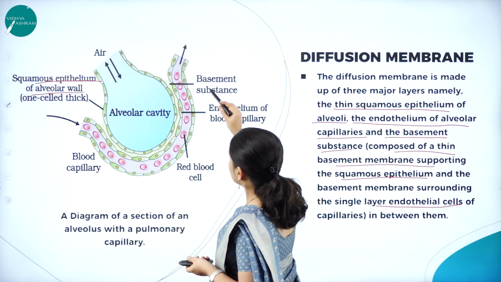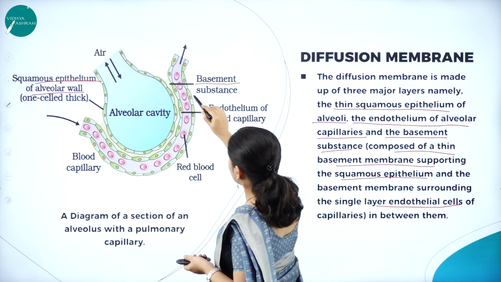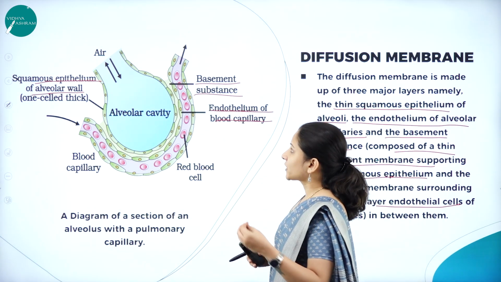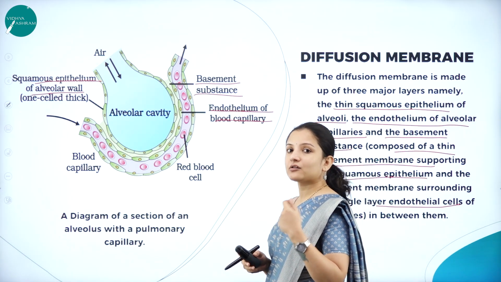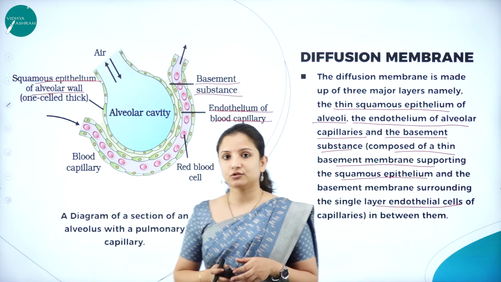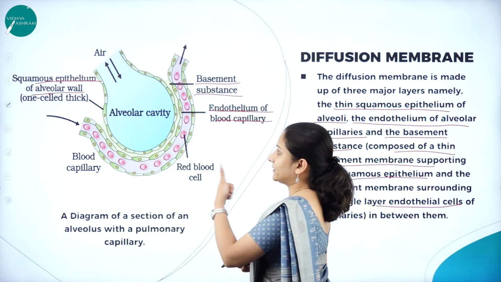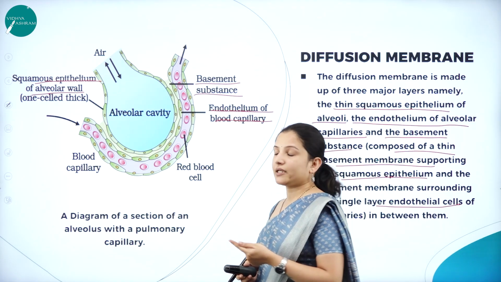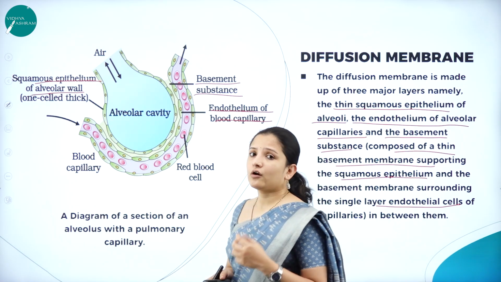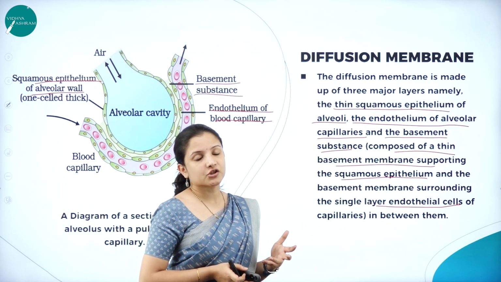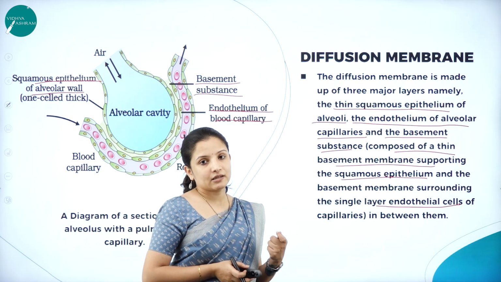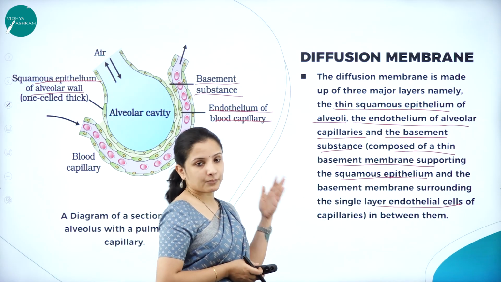And next it contains basement substance, then inner to the basement substance is present a layer called the endothelium. So there are three different layers present: the basement substance layer, the squamous epithelium layer, and the endothelium layer. So this is about the alveoli of the lung, the bulb-like structure present at the tip of the tracheal branches. That alveoli is made up of three major layers.